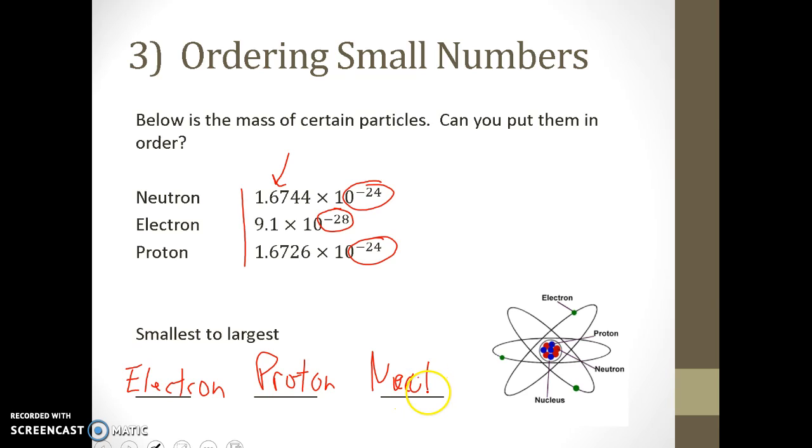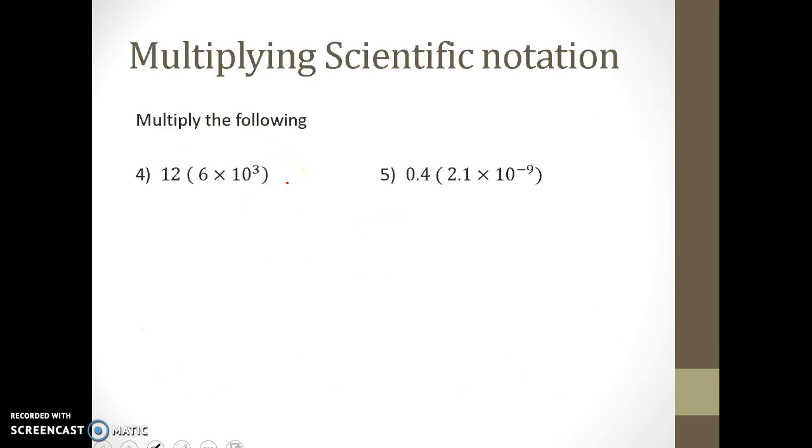And so when we put these in order, again, we want to make sure first they're in scientific notation, then we look at the exponents. If the exponents are the same, then we look at the actual numbers. Let's take a look at the second thing that we're going to be talking about during this video, which is multiplying numbers that are in scientific notation.